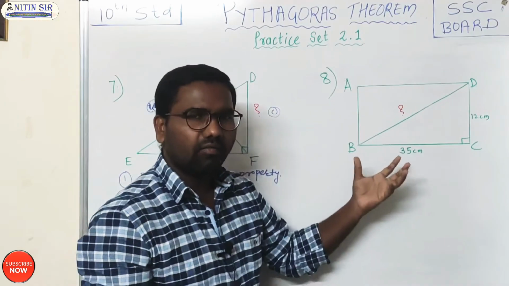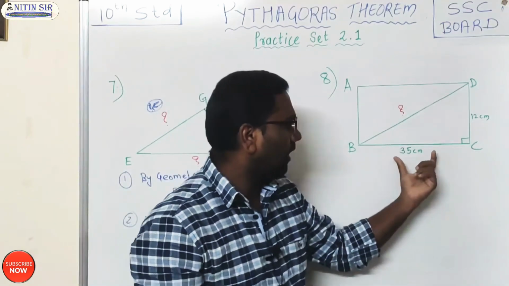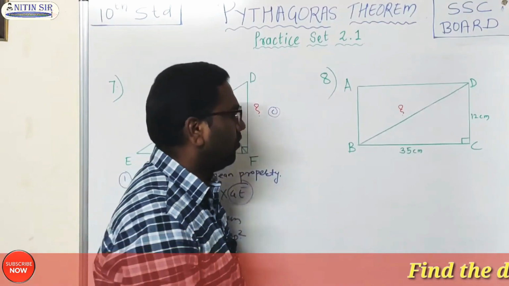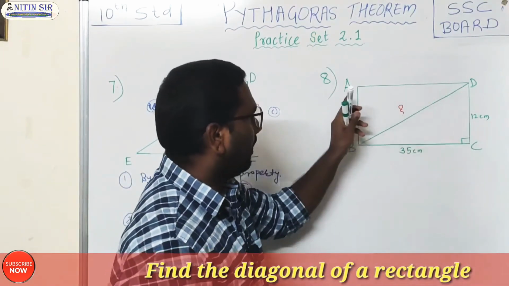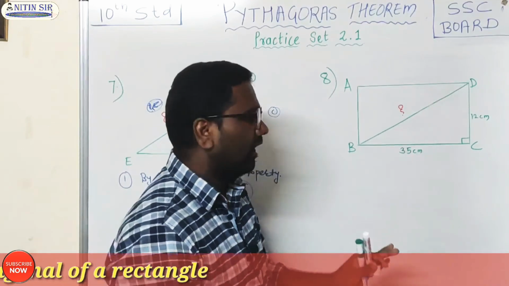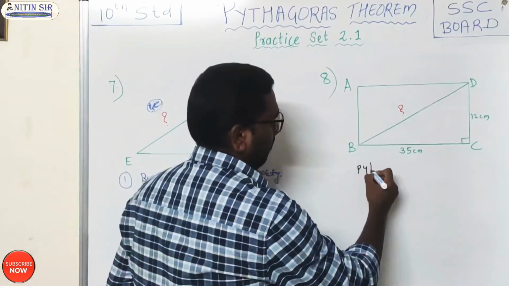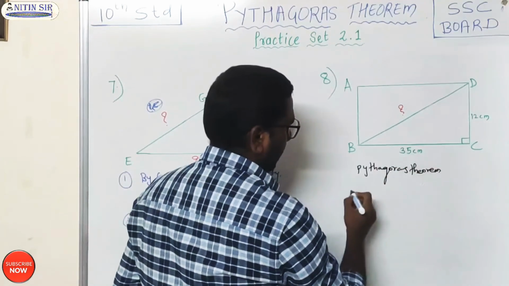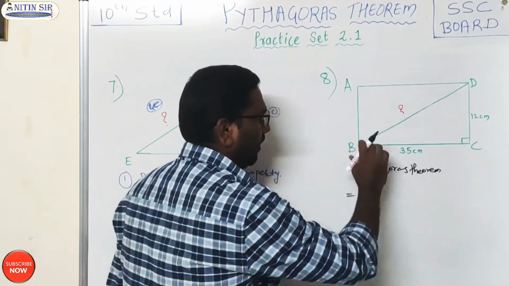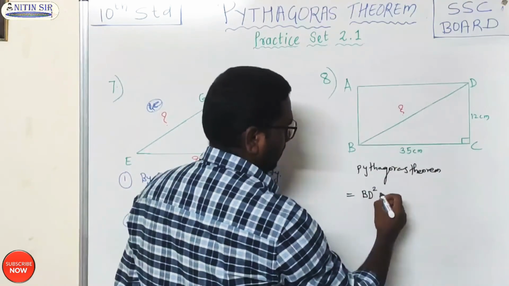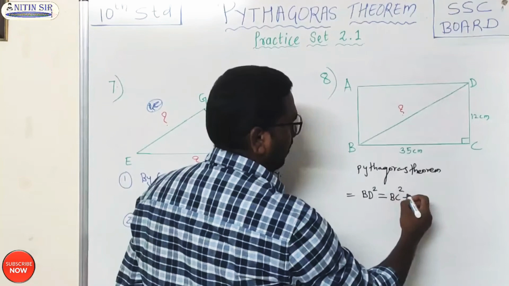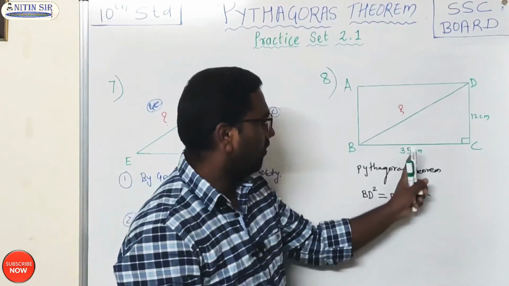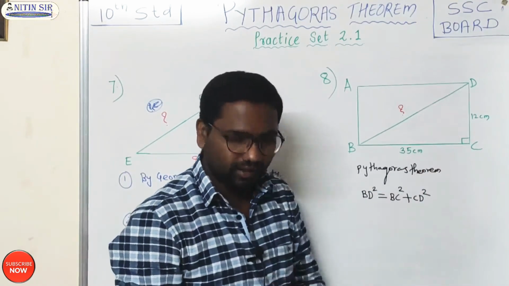The next question says, find the diagonal of a rectangle whose length is 35 centimeters and breadth is 12 centimeters. This question is very easy. First we consider this rectangle and name it A, B, C, D. After naming it, we apply the same Pythagoras theorem. According to Pythagoras theorem, BD square is equal to BC square plus CD square. So put the values of BC and CD, and you will get the answer.